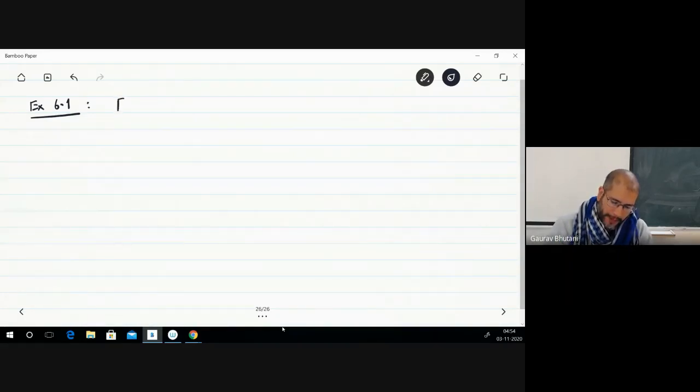Okay, so you have a flat plate in this case, and this flat plate has a heat transfer coefficient, the local heat transfer coefficient, which is given to you as some constant A times x to the power of minus 0.1.